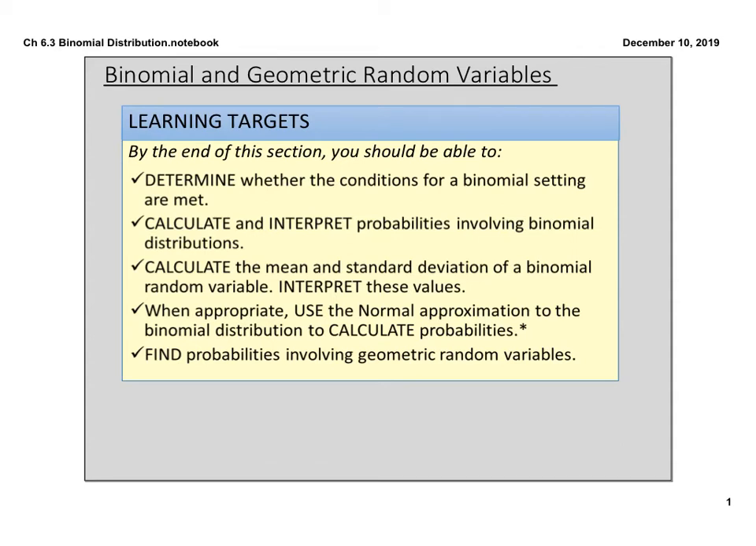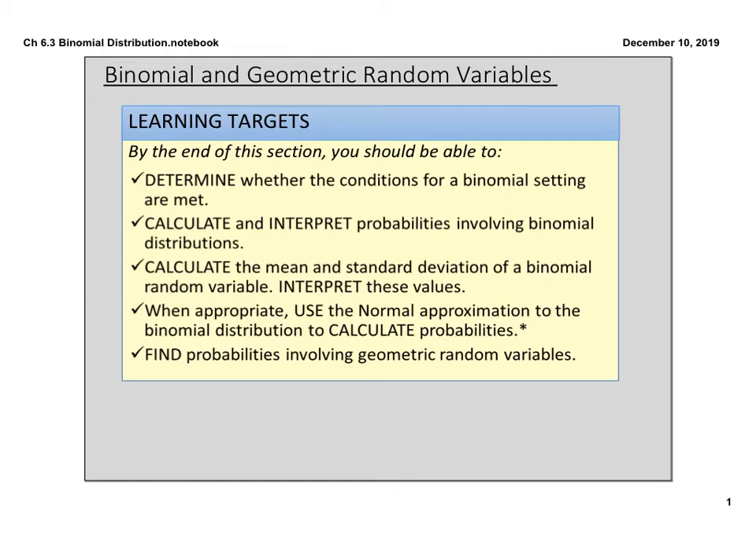Hey guys, it's Ms. Johnson, and I'm here to bring you the first part of our lesson for chapter 6, section 6.3. We are talking about binomial and geometric distributions in 6.3. So two different distributions of random variables, and what makes something a binomial distribution and also what makes something a geometric distribution. So today we're just going to talk about binomials.